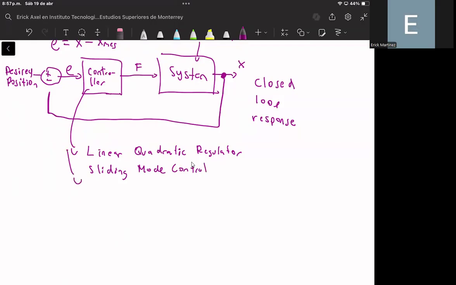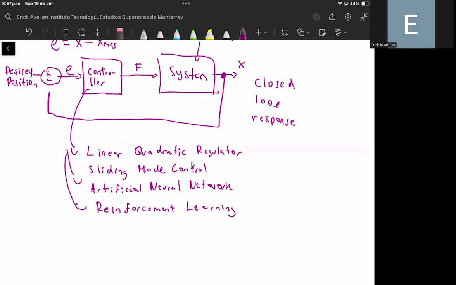Also, we can use artificial intelligence. For example, I can use an artificial neural network to determine the optimal controller. And I can also use, for example, reinforcement learning. Okay, that is one of the branches of artificial intelligence.